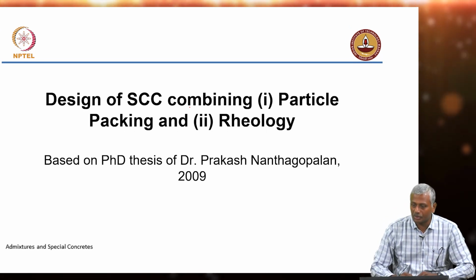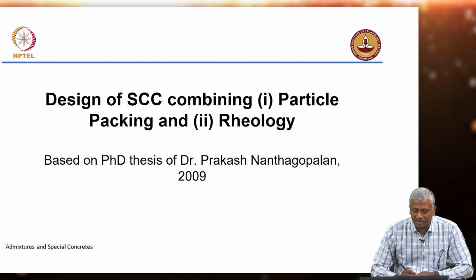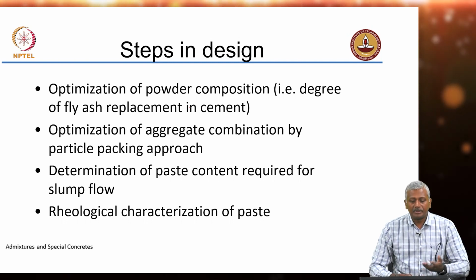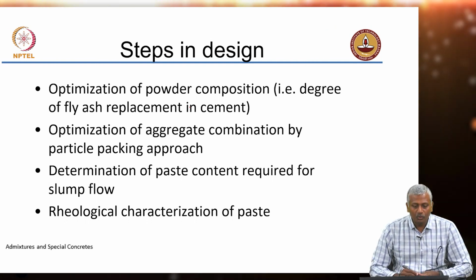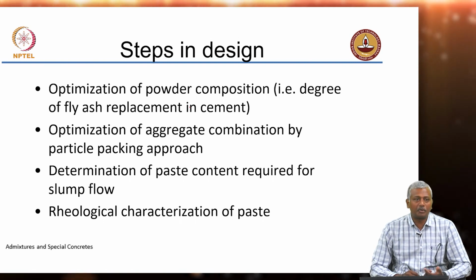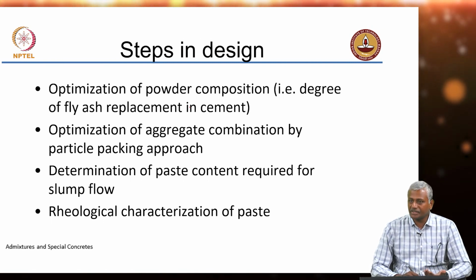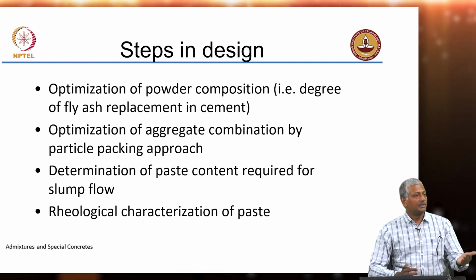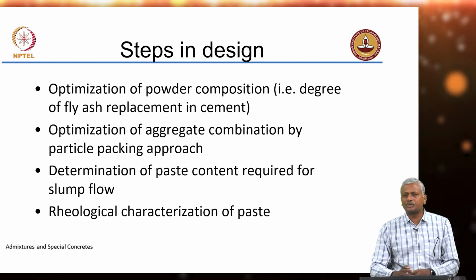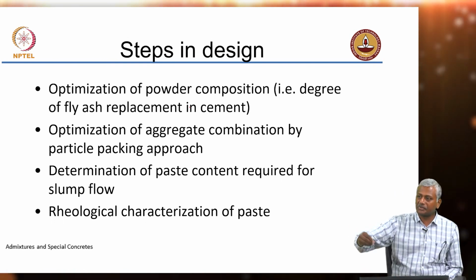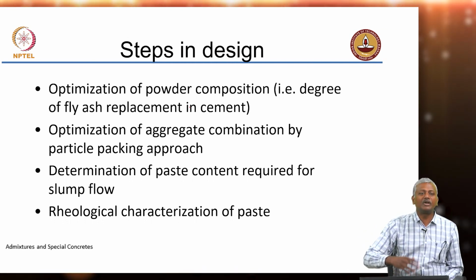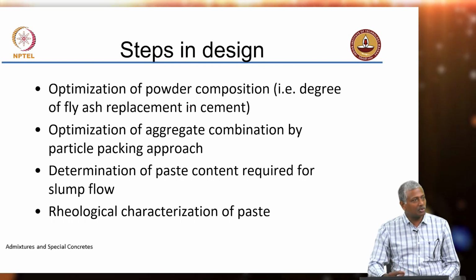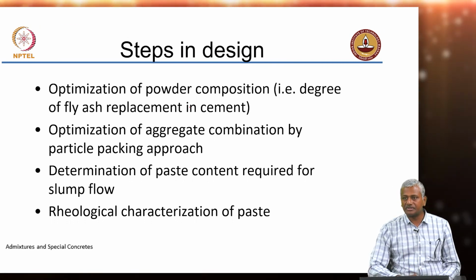So that was the strategy adopted here by Dr. Prakash, who did his PhD here in 2009, because currently he is at IIT Bombay. The steps in the design which were followed, one was optimization of the composition of the powder. Here fly ash was being utilized in the SCC, but we needed to find a way to rationalize the utilization of fly ash. You can always do all kinds of trial and error. You say that I will replace 10%, 20%, 30%, 40%. Where do you stop is the question, right? So can we find a way of rationalizing the amount of mineral admixture? That was the first strategy adopted.